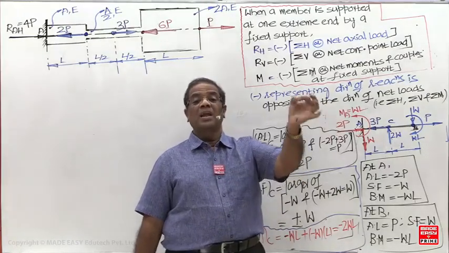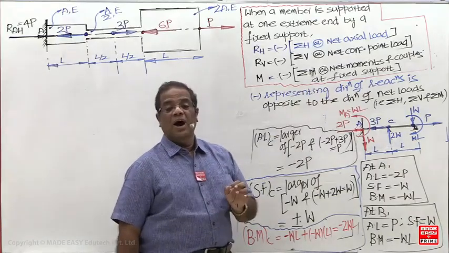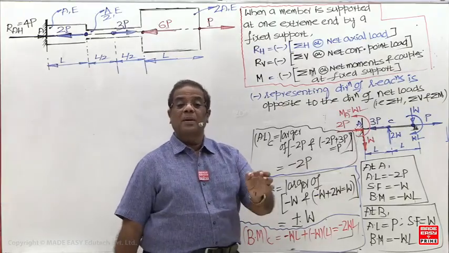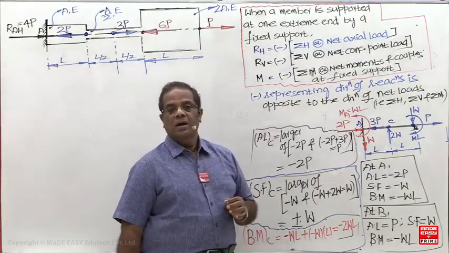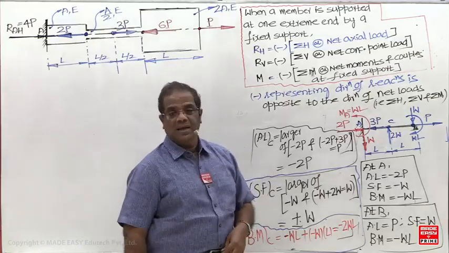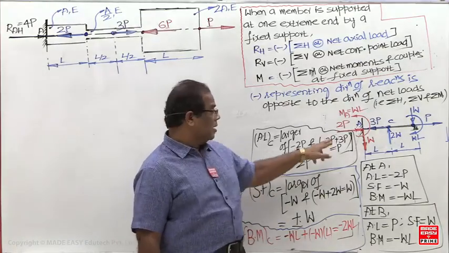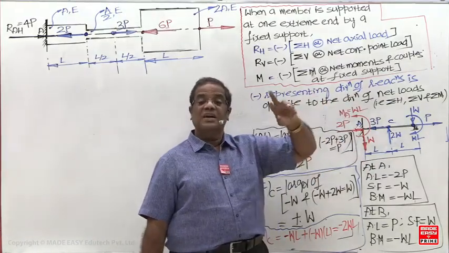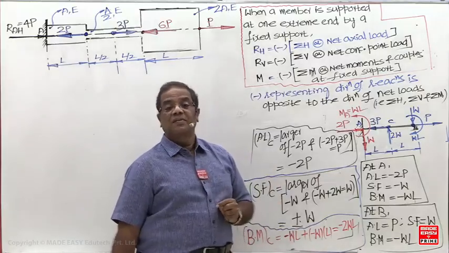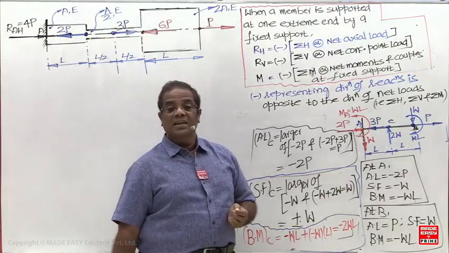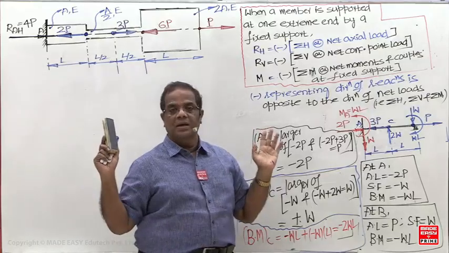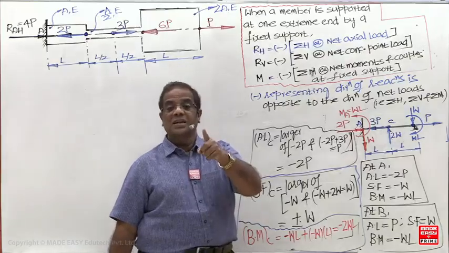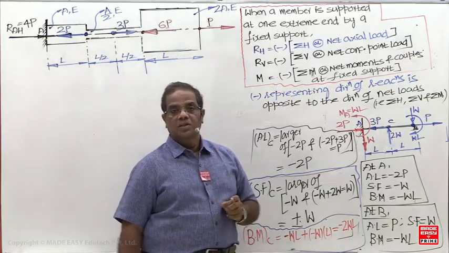Axial load depends only on the horizontal reaction. If the horizontal reaction is incorrect, only the axial load is incorrect. Shear force depends only on the vertical reaction, so for the shear force to be correct, the vertical reaction should be correct. Bending moment depends on the moment reaction and the vertical reaction. So which reaction affects both calculations? The vertical reaction. If the vertical reaction is incorrect, both shear force and bending moment are incorrect. If only the moment reaction is incorrect, only the bending moment is incorrect. So remember this.